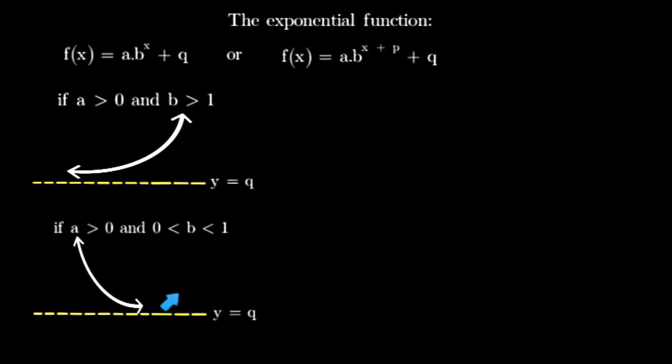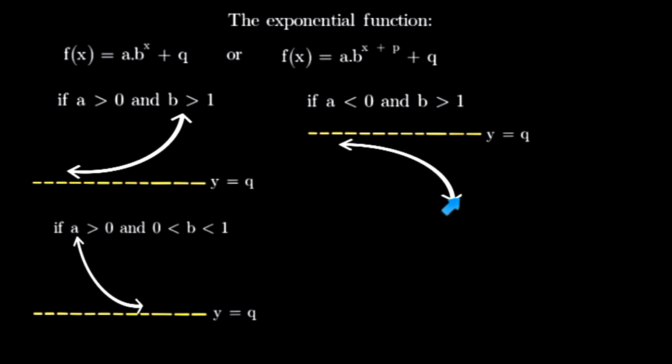Got it? Excellent. Now, what if a is less than 0? So if this a, the coefficient, is a negative value, if a is less than 0, we know we're going to draw our exponential function below the asymptote. But now we still go to our base, and if our base is greater than 1, well, that means from left to right, we draw it away from the asymptote. So always, if b is greater than 1, doesn't matter if we draw it above or below the asymptote, we draw it from left to right, away from the asymptote.